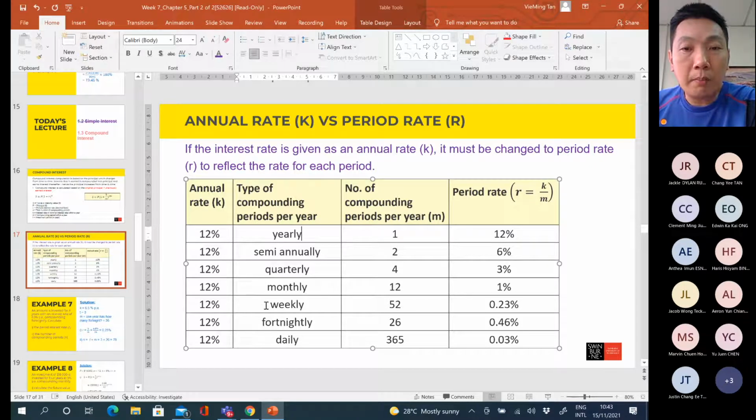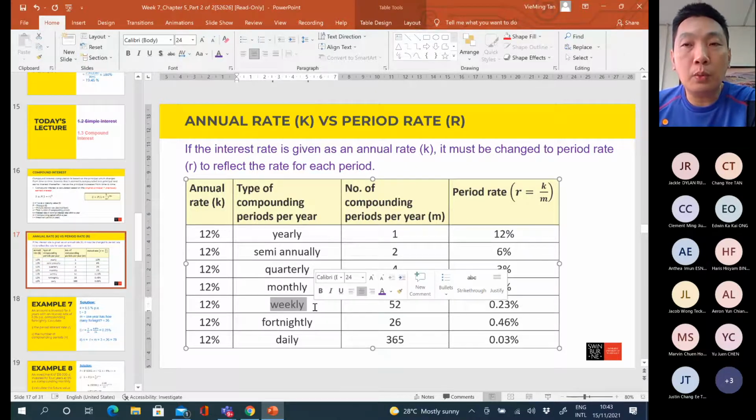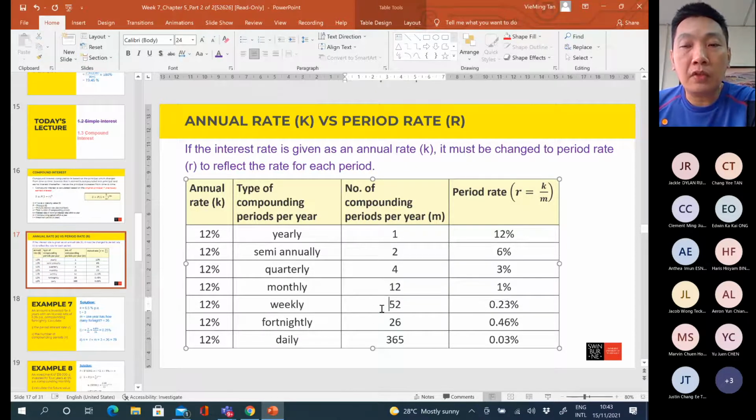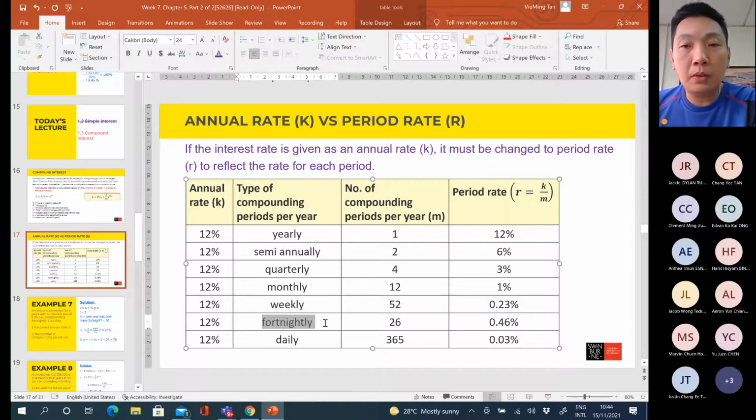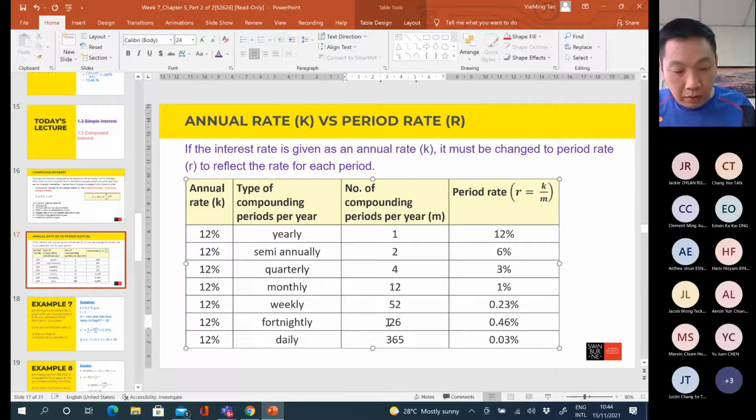If the interest is compounded weekly, we assume 1 year has 52 weeks. So M is 52. Fortnightly, what is the meaning? Fortnightly means every 2 weeks. So how many fortnights in a year? The answer is 26. How to get 26? Using 52 divided by 2. So you get 26. You use 52 here because we know 1 year has 52 weeks. So 1 year has 26 fortnights. So M is 26.